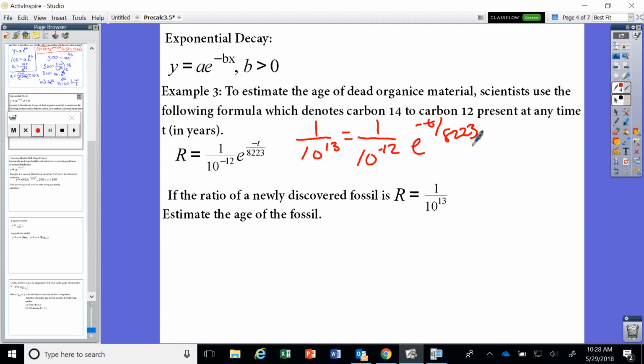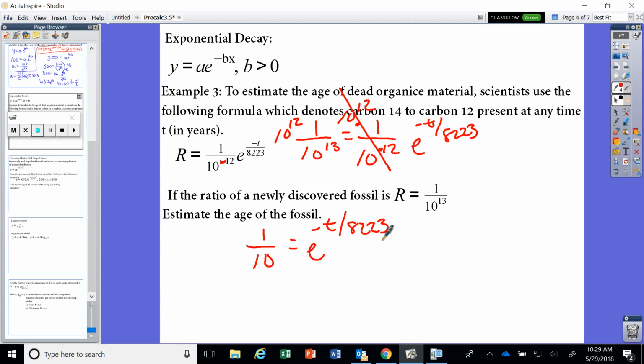I'm sorry, this is not supposed to be negative 12. This is a positive 12 here. I have a typo in there, so I apologize for that. That is a positive 12, because that's going to make my answer a little off if it's negative. So I'm going to first and foremost multiply on both sides by 10 to the 12th. That'll cancel that out. And by doing so, we end up getting 1 over 10, or 10 to the negative first power, so 1 over 10, and that is going to equal e to the negative t over 8223.